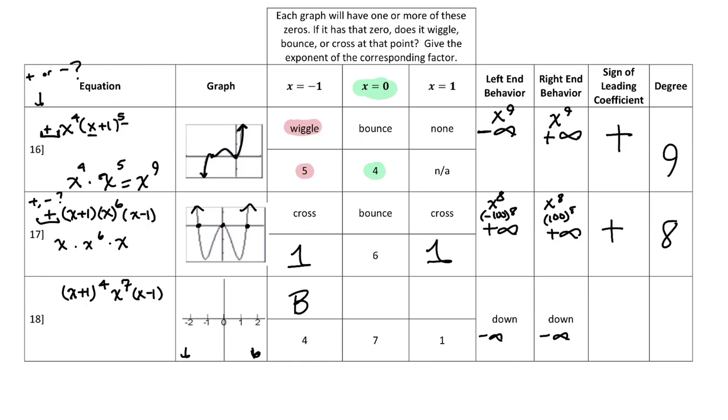And then the multiplicities: at 0, we're going to wiggle, and at 1, we're going to cross because of the multiplicities. Okay, so I can sketch that now. At -1, we're going to bounce. At 0, we're going to wiggle. Try and reflect that wiggle there. And then at 1, we're going to cross.